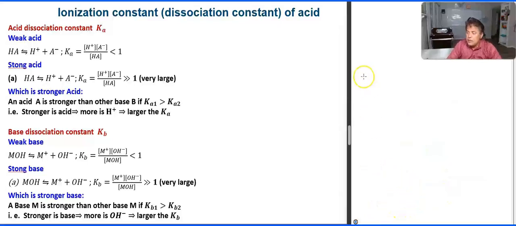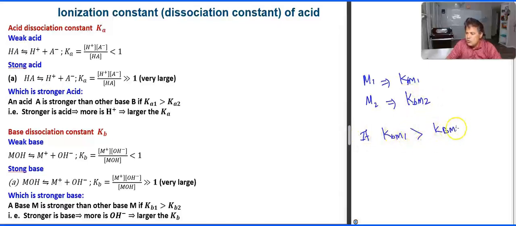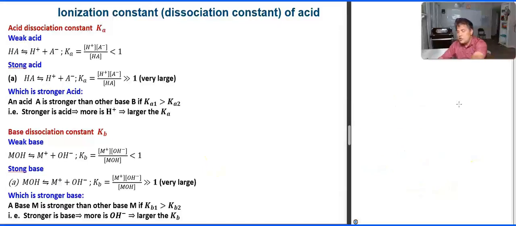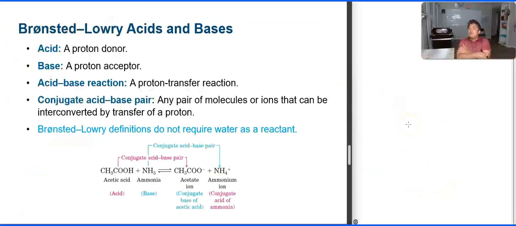So for example, base M1, and there is another base M2. I will write that. Okay, Kb of M1, the base dissociation constant of M1, and Kb of M2 for M2. So if Kb of M1 is greater than Kb of M2, then M1 is stronger than M2. Done. So that's how you can compare two acids and two bases, which is stronger. Acid has the acid dissociation constant, base has the base dissociation constant. So that's all about the Arrhenius acid base.